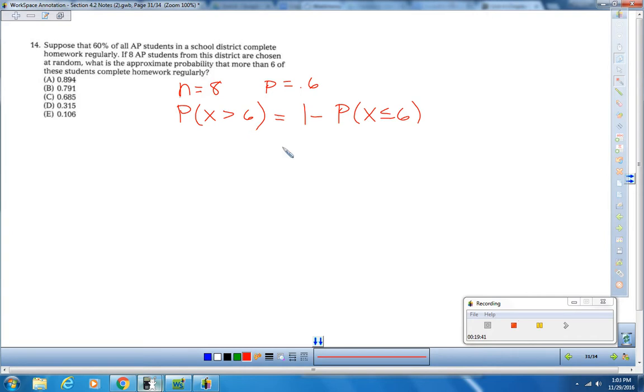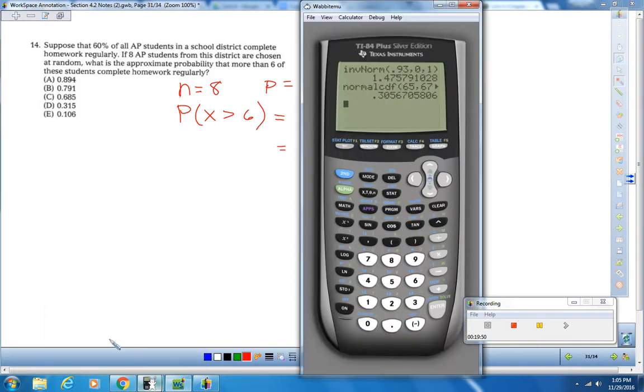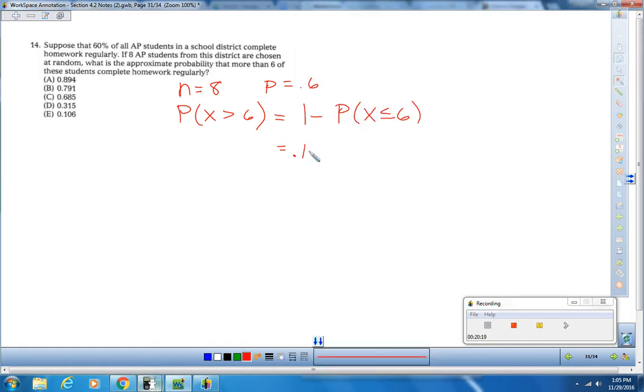Okay? So this is just going to be plugged into my calculator, and I'm going to do 1 minus the binomial CDF, and the reason it's CDF is we're doing less than or equal to, where n was 8, p was 0.6, and x was 6. Okay? So that probability is not going to be huge, 0.106, so it's about 0.106. That's where we get E. All right, that's number 14.